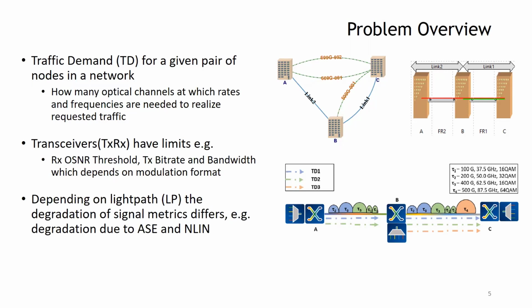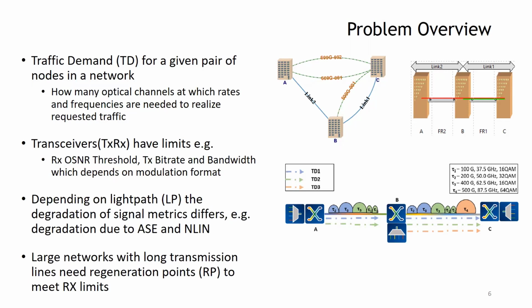We cannot estimate nonlinear noise more or less accurately until we know transceiver configurations for all traffic demands in the network. For example, at the beginning, we do not know whether there will be 2 or 3 transceivers used to realize either traffic demand number 1 or number 2.